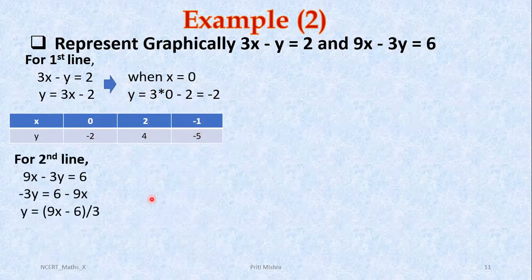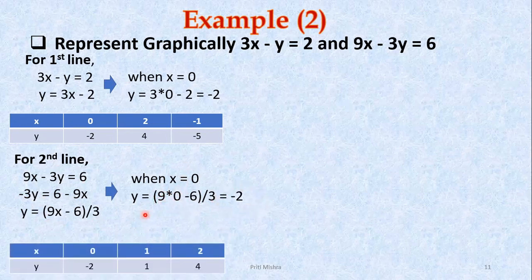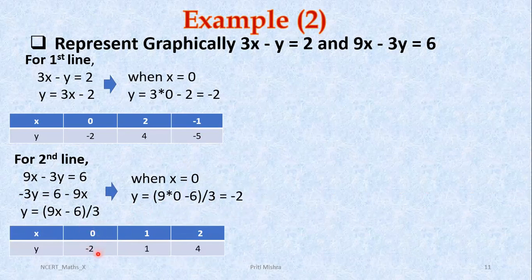Now we will find this table for the second line. So rewrite the second line in terms of y. 9x minus 3y is equal to 6. Then minus 3y can be written as 6 minus 9x. Then y will be equal to 9x minus 6 upon 3. Now we will make a table here. For x equal to 0, 9 into 0 will be 0. So minus 6 upon 3 will give you minus 2. So make a table here. We have the points 0, minus 2, 1, 1 and 2, 4. Now let's start plotting these lines.